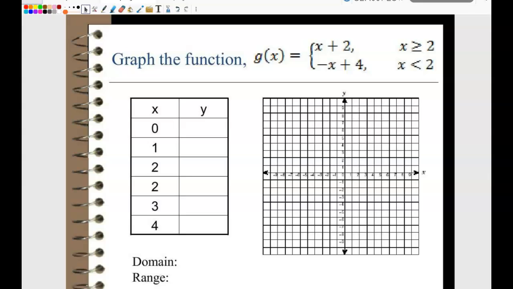Perfect. The breaking point is at 2. That means in my table, I need to include the number 2 twice. Do you see how I include the number 2 twice? Wherever your breaking point is, you include that number in the table twice.